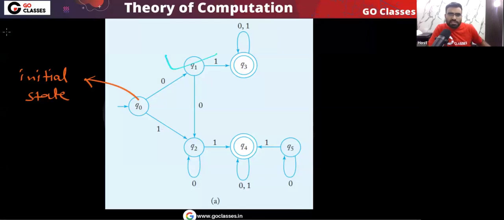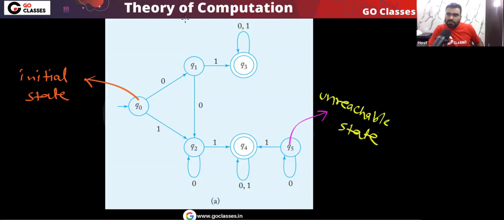You can see this state is reachable. On symbol 0 we can reach here. This state is reachable on 01. Yes or no? On string 01 we can reach here. This state is reachable on string 1. This is reachable on string 11. But look at this state, this state is unreachable. Yes or no? So I can say that this is an unreachable state.